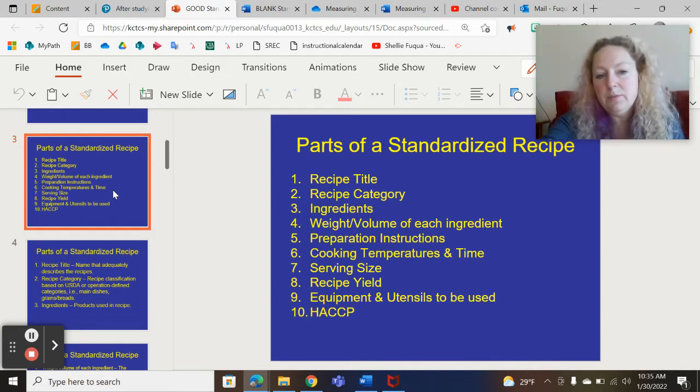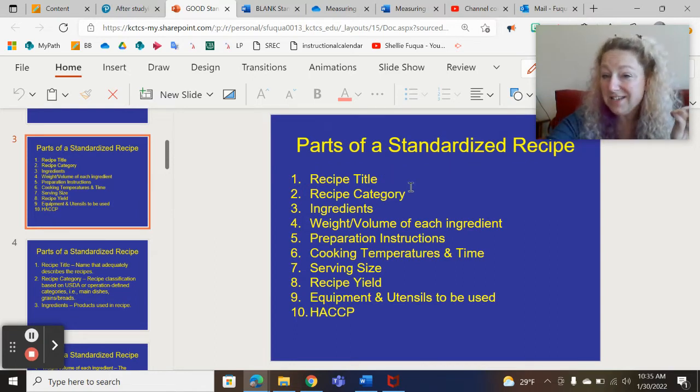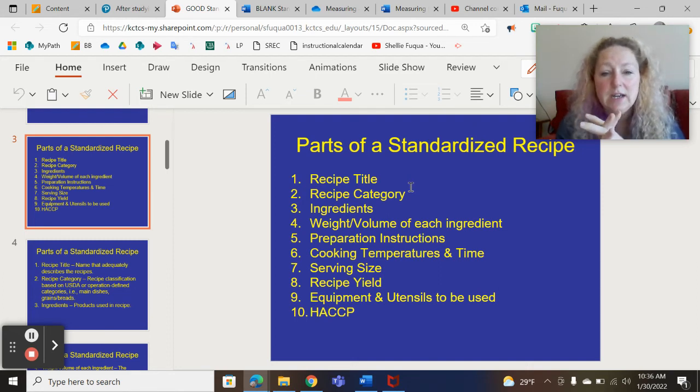So a standardized recipe is going to include the title of the category, the ingredients, the weight or volume of each ingredient, and in measuring, I'll talk a little bit more about weight versus volume. Preparation instructions that are extremely detailed, cooking times and temperatures, in addition to what things need to look or taste like, because time can be kind of relative. Serving size, recipe yield, what equipment is going to be used, and the HACCP.